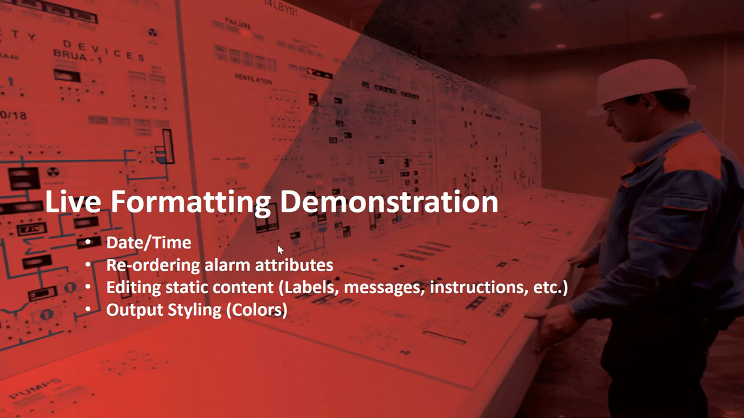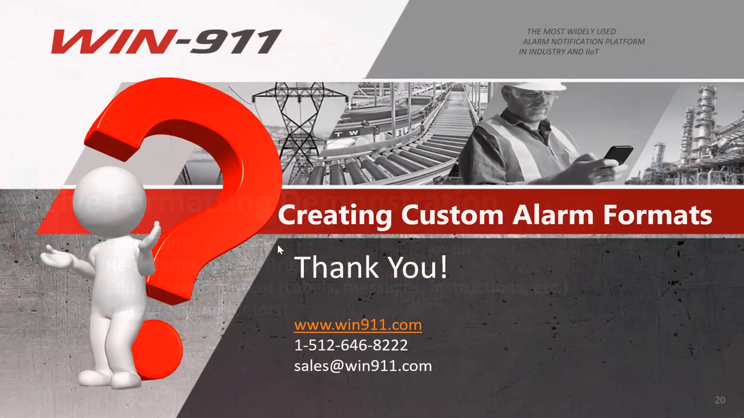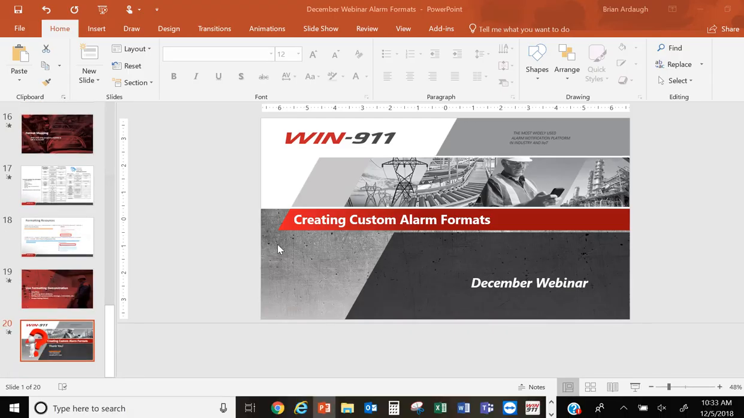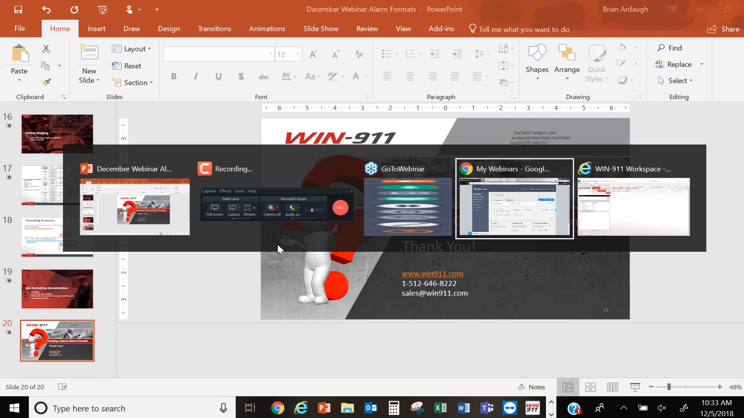I'm also going to go over reordering attributes. So the idea of, how do I put the alarm name up at the top? How do I move this particular description down to the bottom, or move the value after the engineering units, that sort of thing. I want to talk about editing static content and also the output styling. So let me move to that.